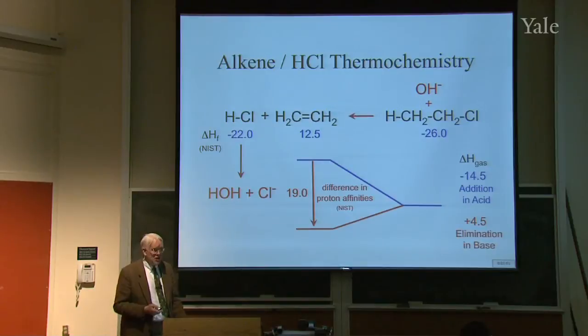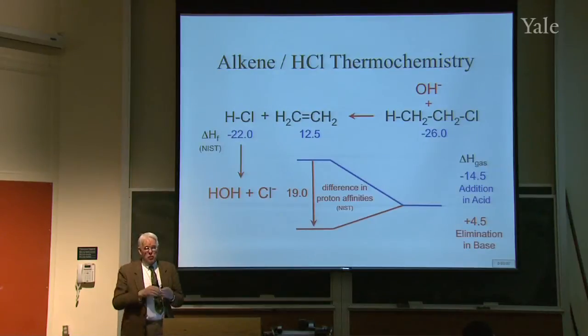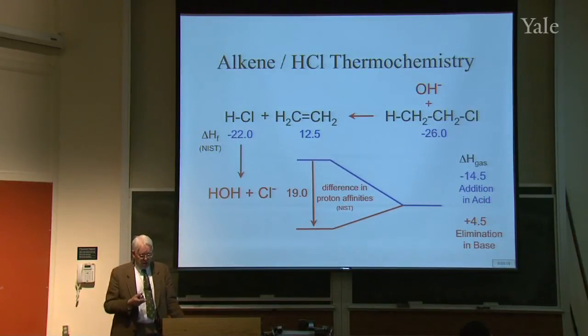Okay, so in base you do elimination, you go the other way. Now, are these really the reverse of one another? Do we just run the machine backwards to get addition, as compared to the elimination we talked about before? Or is it a different mechanism? Because the conditions are different.